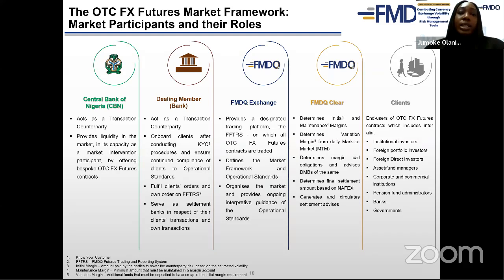We have dealing member banks. These are your deposit money banks who are authorized to trade foreign exchange in the market and are registered with FMDQ Securities Exchange Limited as participants in the derivatives market.